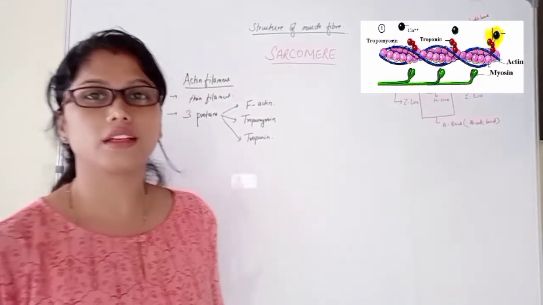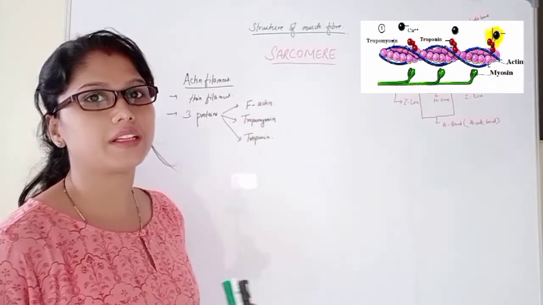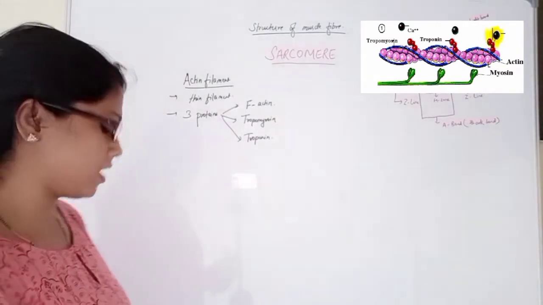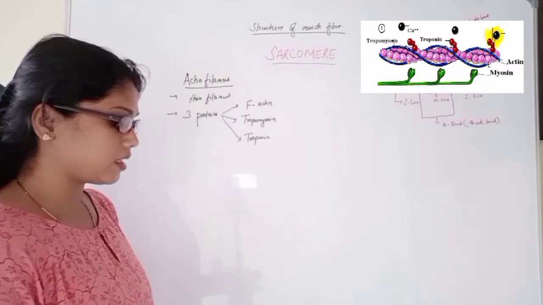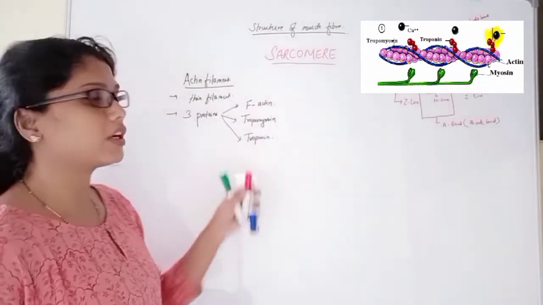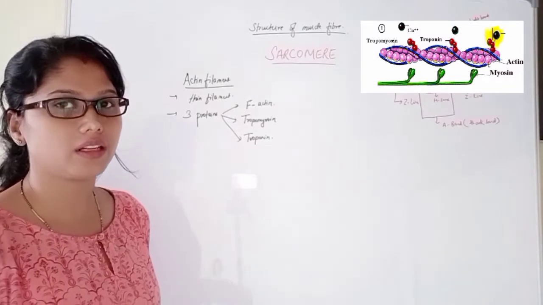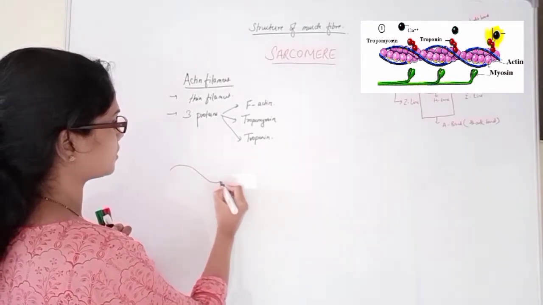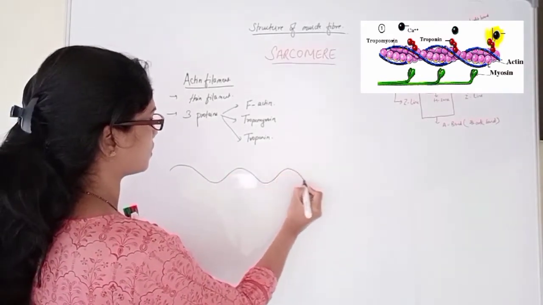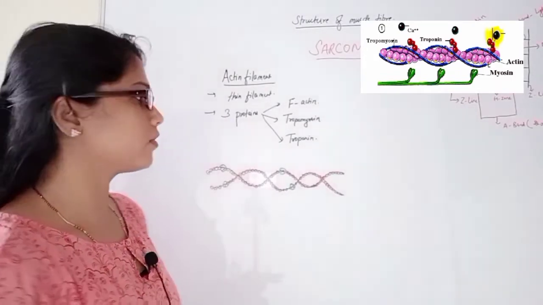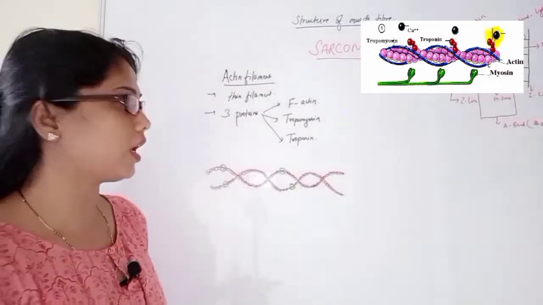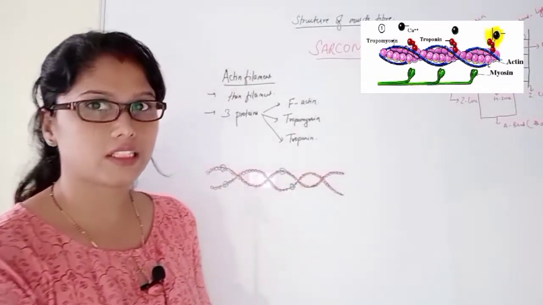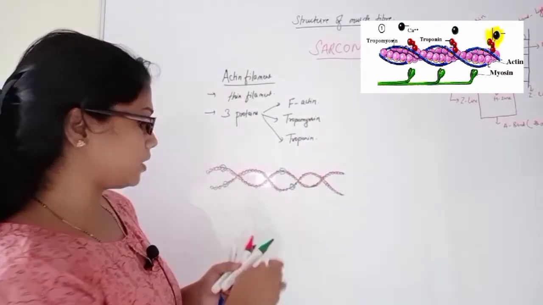So now let's see the arrangement of all these three proteins in the actin filament. How are these three proteins arranged? Mainly they are arranged in a double helix form. These molecules are arranged in the actin filament in a double helix form, somewhat like this. So if you see the actin filament under a microscope, it is arranged in the myofibril in a double helix form.